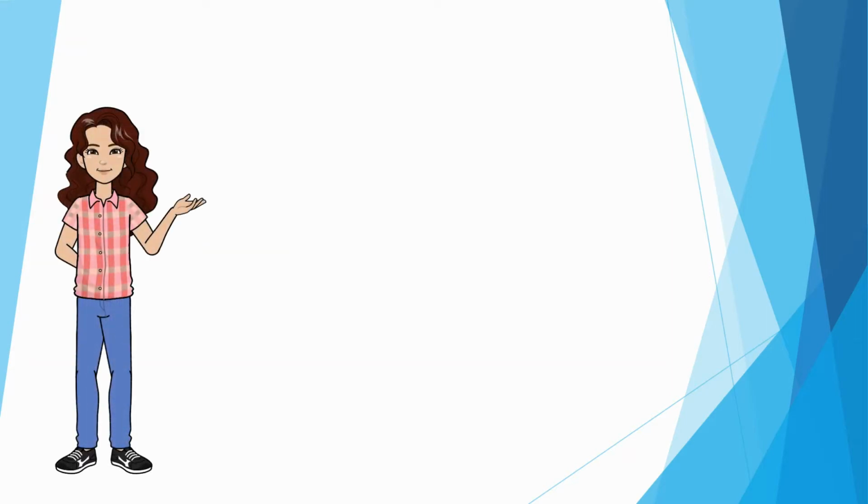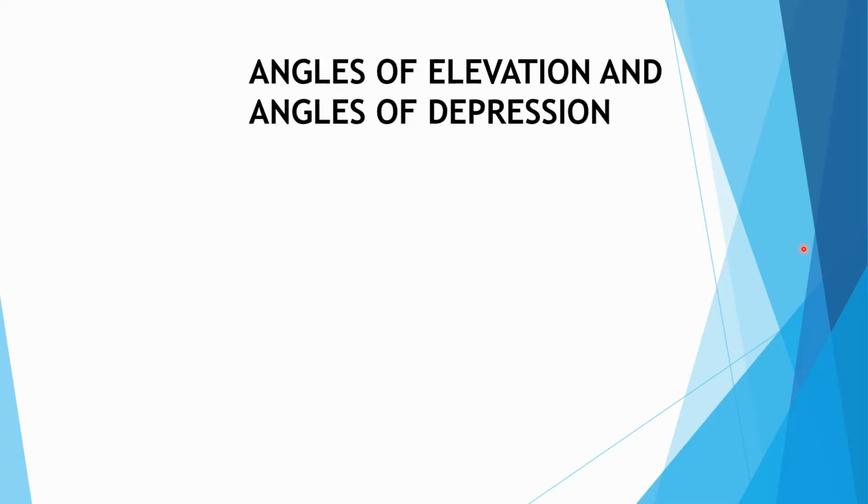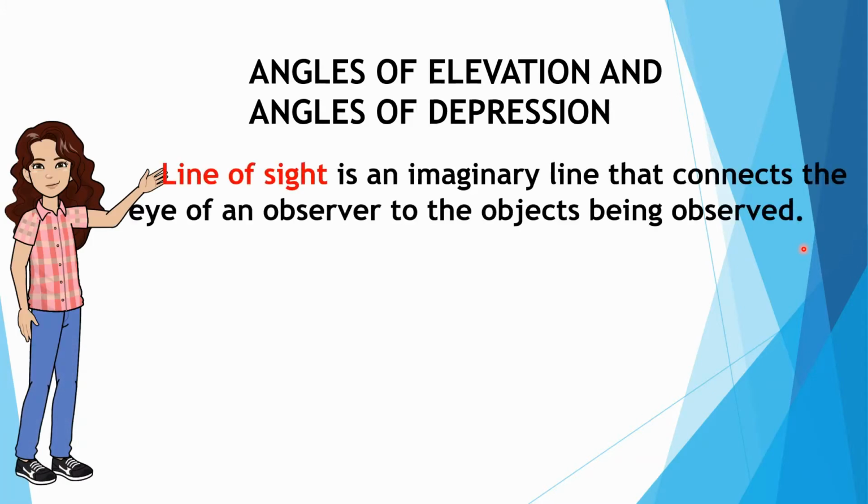Our topic for today is all about the angles of elevation and angles of depression. In angles of elevation and angles of depression, we have the definition of terms. First is the line of sight. So what is a line of sight? It is an imaginary line that connects the eye of an observer to the object being observed.